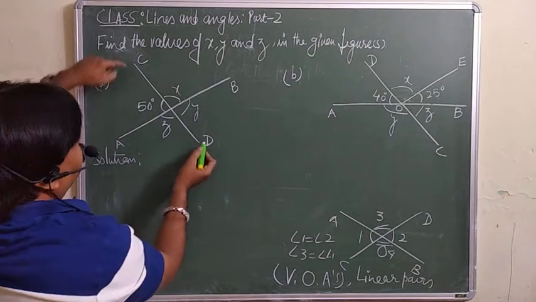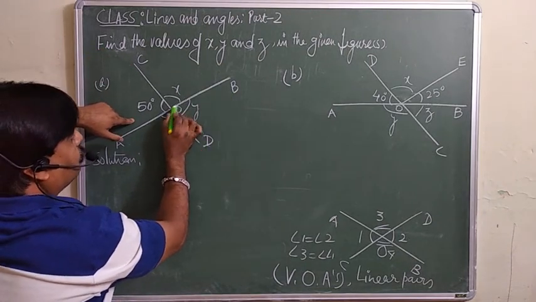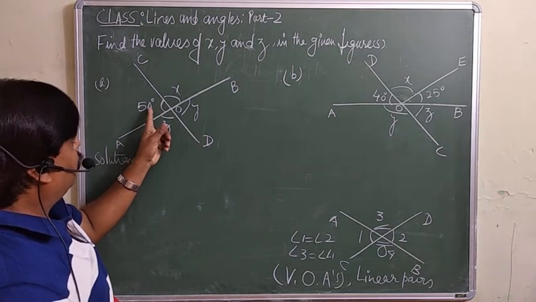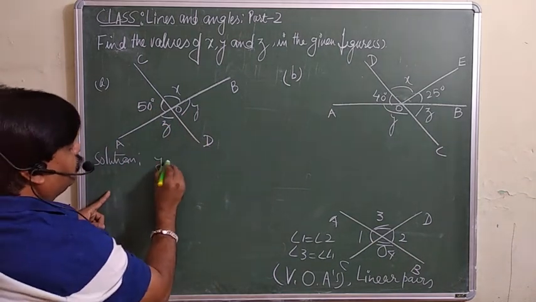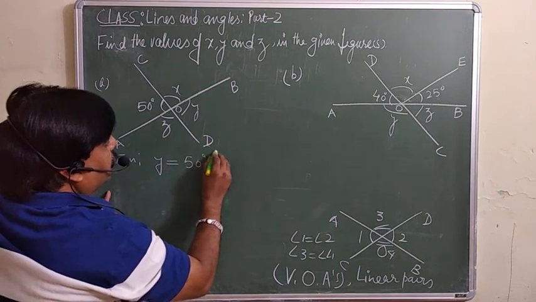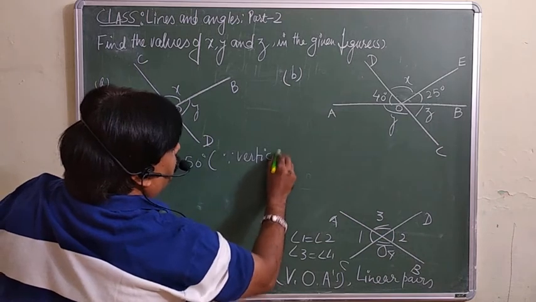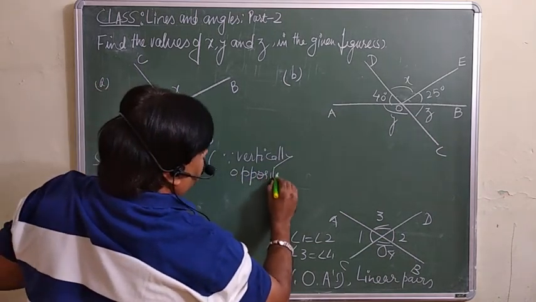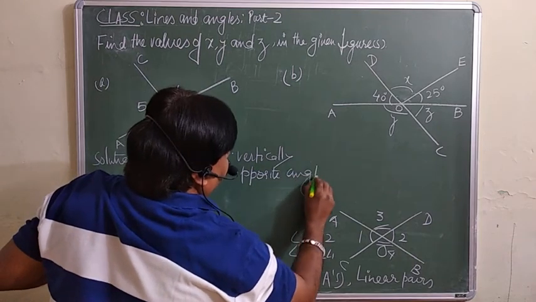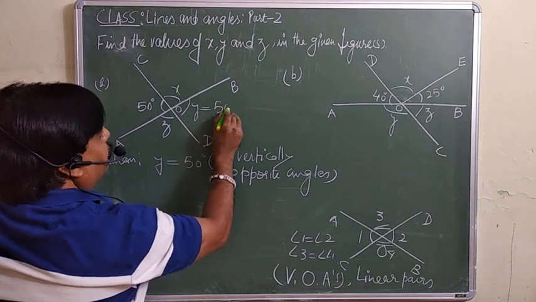So AB and CD are the two line segments. They are intersecting at the point O. So this angle 50 degree will be equal to angle y. You can see y is equal to 50 degree. You can give the reason: vertically opposite angles. So this is your 50.